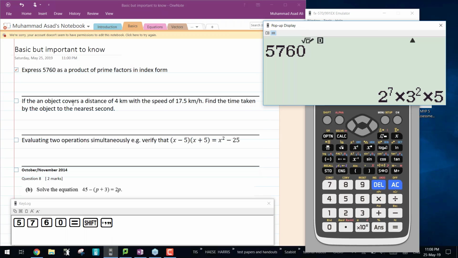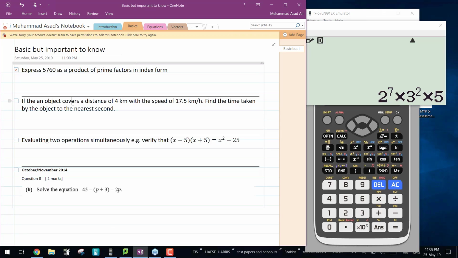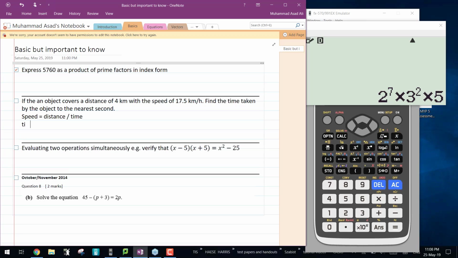So let's move to the second question. It says if an object covers a distance of 4 km with the speed of 17.5 km per hour, find the time taken by the object to the nearest second. So first of all, you know that the formula of finding speed is distance over time. So we will use the reverse formula. We know that speed equals distance over time. So we can say that time is equal to distance divided by speed.